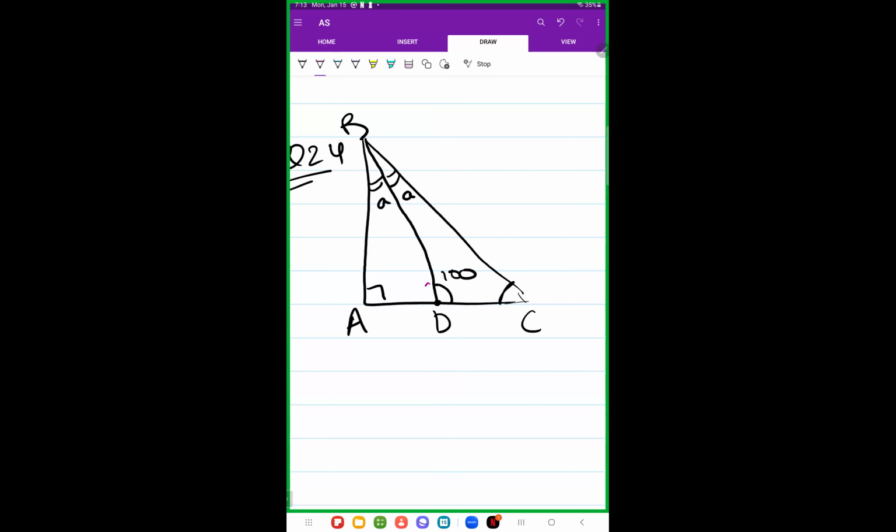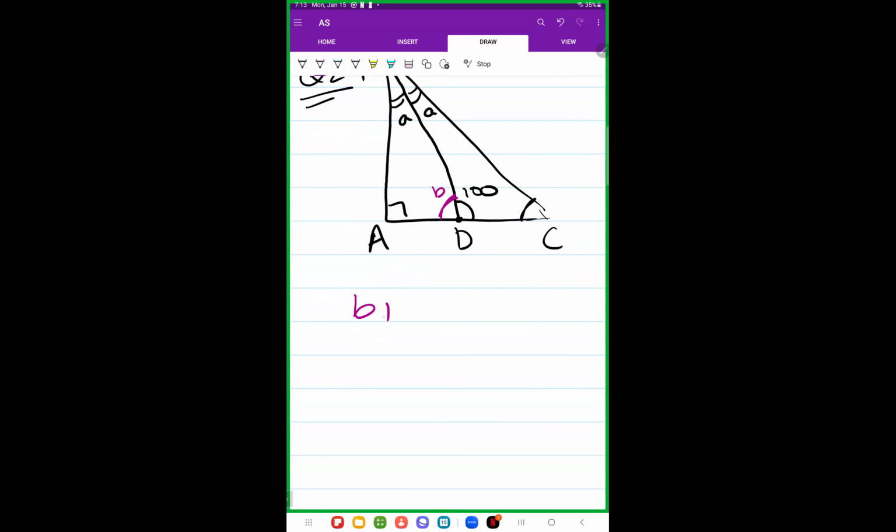What you can do is you can find out this angle, for example, this angle is B. B plus 100 would give you 180. This is angles on a straight line. So I can find out B, which is going to be 180 minus 100, so 80. If this is 80 over here, can I find out A? Yes. So 90 plus 80, and then you'll get 10. So A is 10.